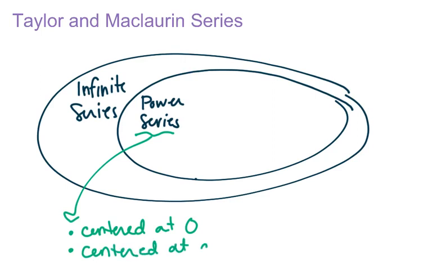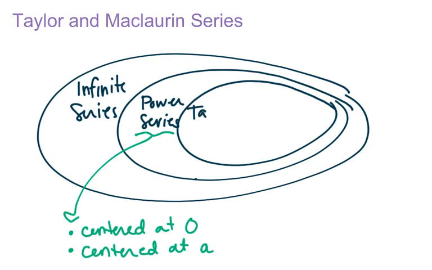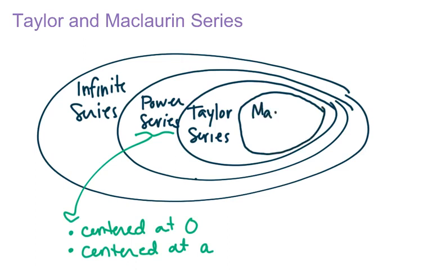Okay, so it was simpler and easier to deal with when it was centered at a. So we're going to talk about two specific types of power series. The first one is the Taylor series. The Taylor series is a powerful type of power series, but it can be a little bit more difficult to work with. So we have a simplified version of the Taylor series, which we'll call the Maclaurin series.